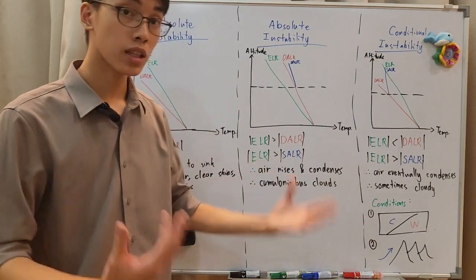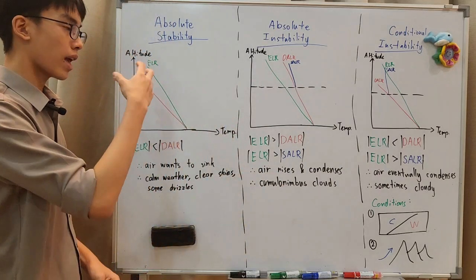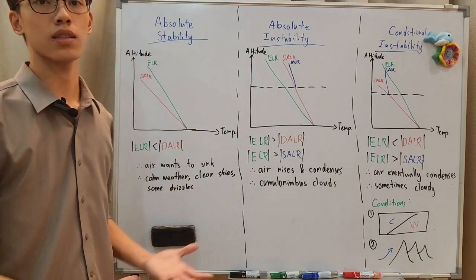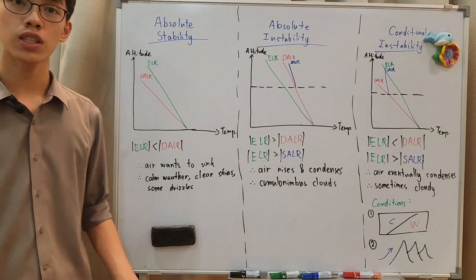So these two are the main conditions for conditional instability, and they cause areas where there is stability to be unstable sometimes. So this sums up the 3 types of atmospheric conditions due to lapse rates.